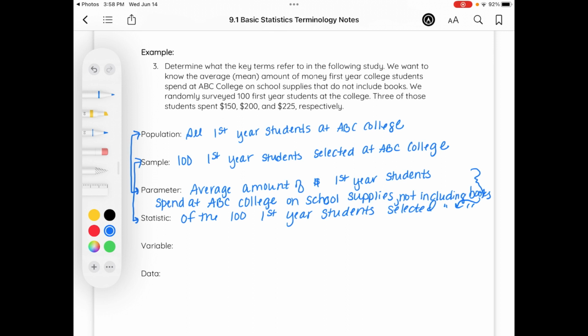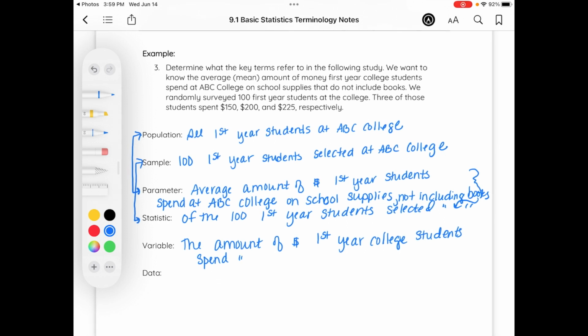The variable, what we're actually looking for, is the amount. What is that amount that we're looking for? The amount of money those first-year college students spend on school supplies, not including books. And then the data: what are the actual values that we've collected? We only have 3 pieces of data, and the 3 pieces of data that we've collected thus far are 150, 200, and 225, the data themselves.